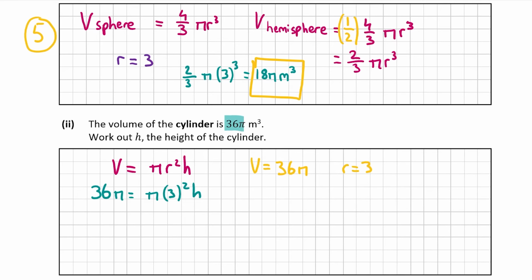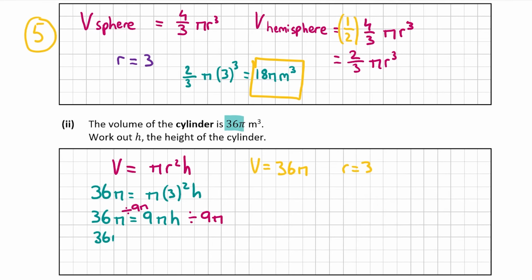So 3 squared is 9. So you get 36 pi is equal to 9 pi h. Now remember, we want h by itself, not 9 pi and h. So to get rid of the 9 pi on the right hand side, I'm going to divide both sides by 9 pi.